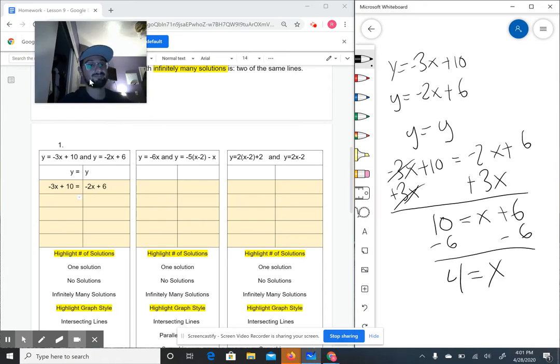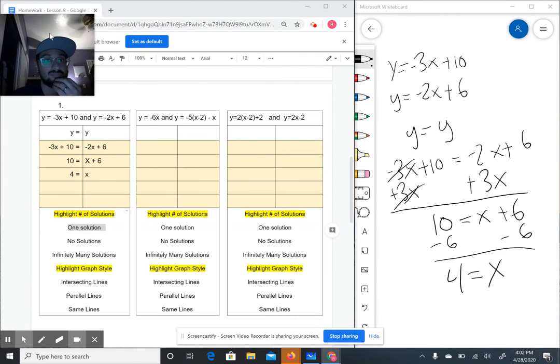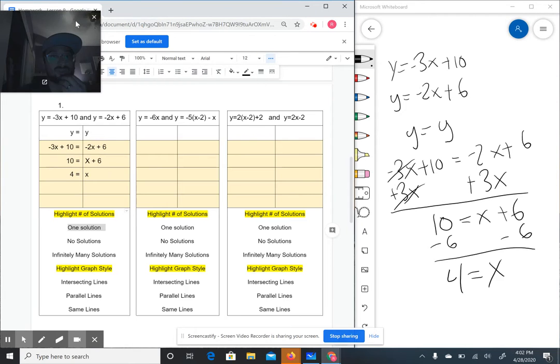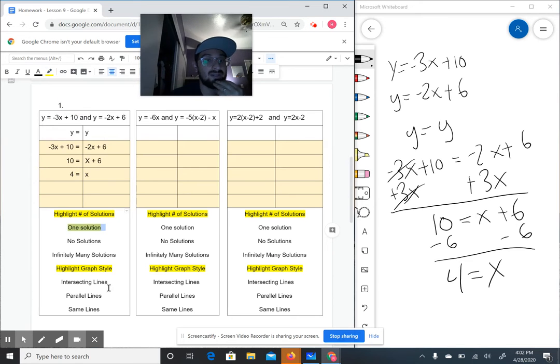So let's write those steps down. No, we missed a step. So 10 equals x plus 6, and 4 equals x. So that's a 1. You're able to solve for that x. So that's 1 solution, and that means that these lines intersect. They're intersecting lines. Okay.